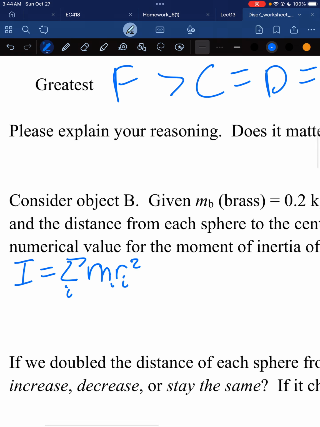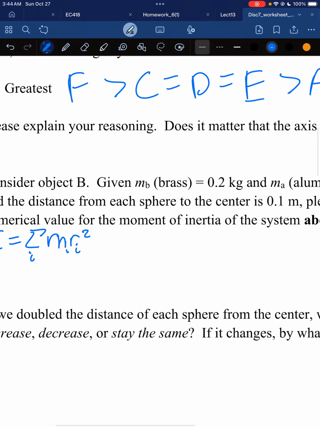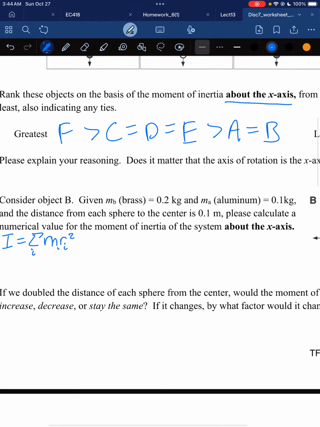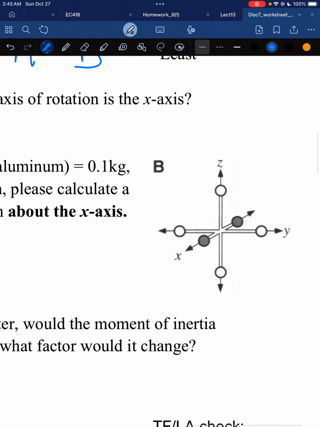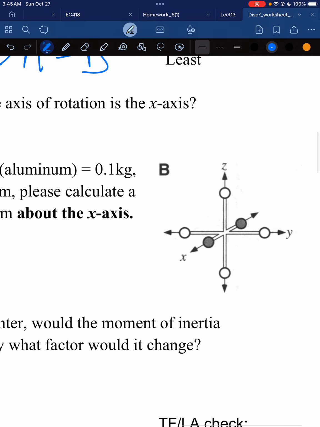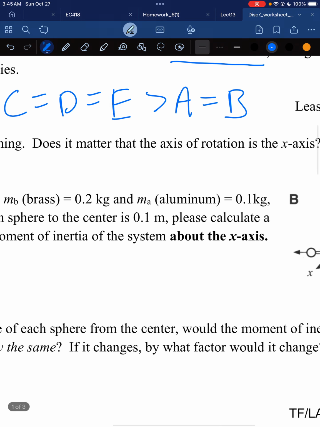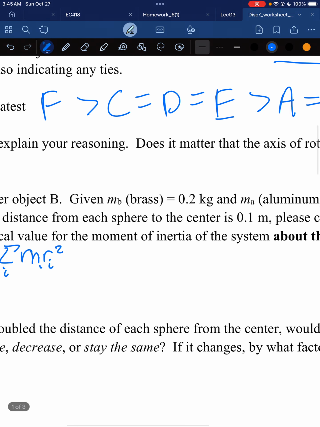But here, this symbol sigma basically means that we are taking the summation of these mr squared. So we take the mr squared of each sphere and then we add all of them up to find the total moment of inertia. But in this case, all of these spheres are unshaded and they're all the same distance away from the axis. So the mr squared for each of those four spheres is going to be the same.